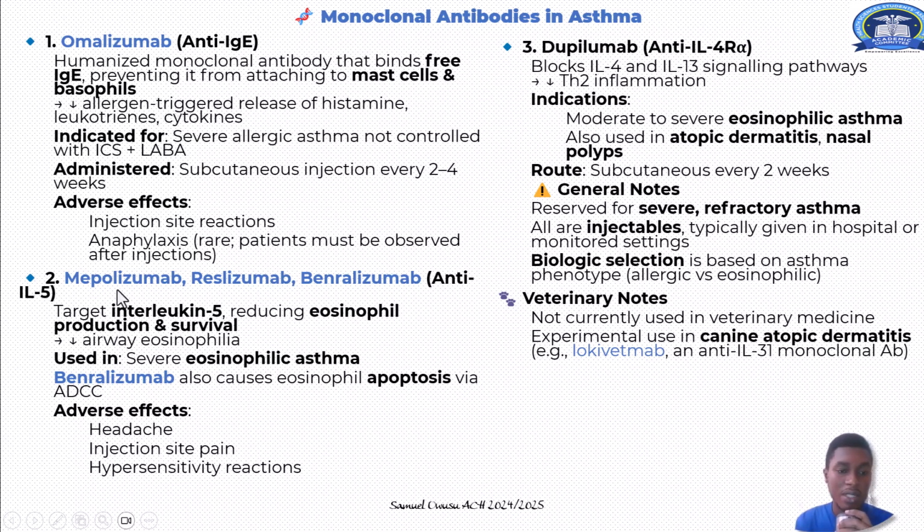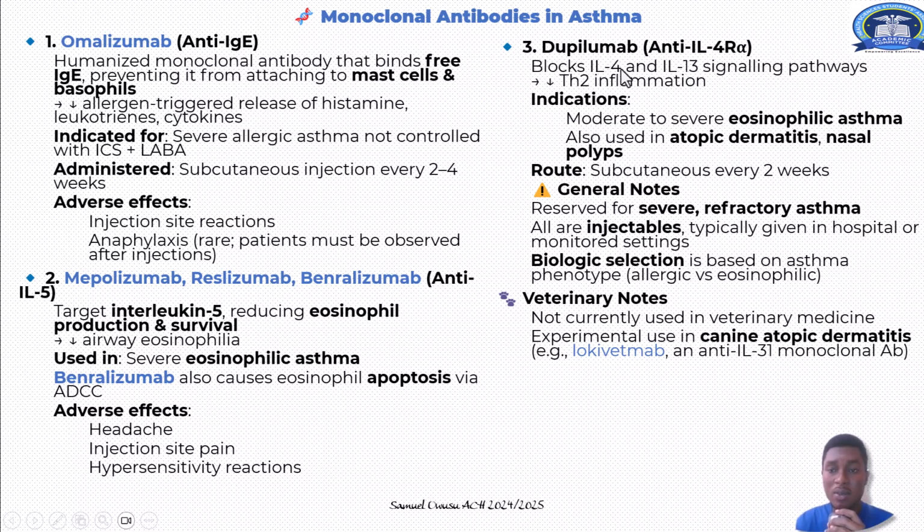I also mentioned the interleukin 4 and 13 pathway. We have mepolizumab, reslizumab, and benralizumab. That one too, I mentioned that they block the interleukin 5 pathway, and so they are used in severe eosinophilic asthma as well. The side effects are headache, injection site pain, and hypersensitivity reactions as well.